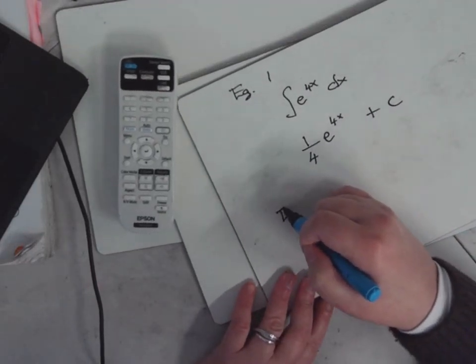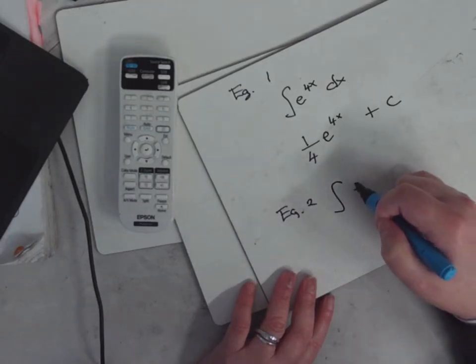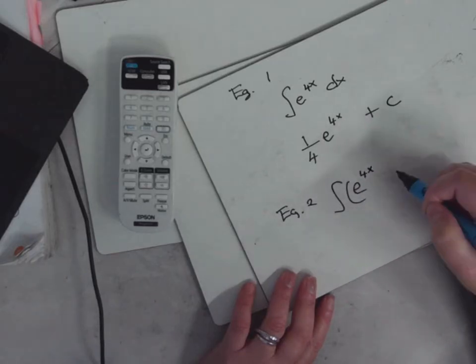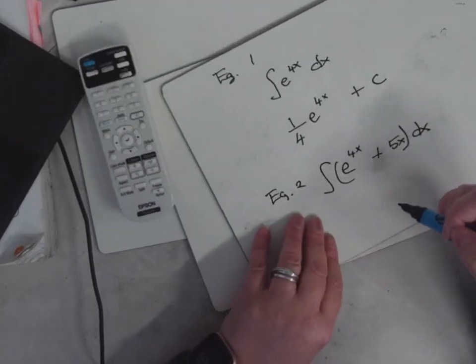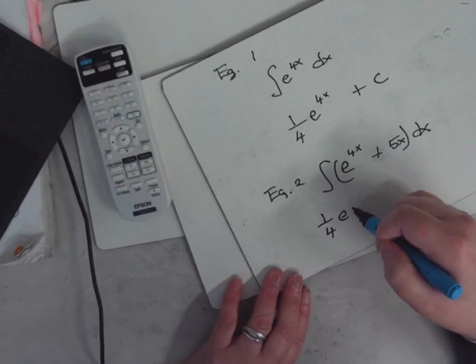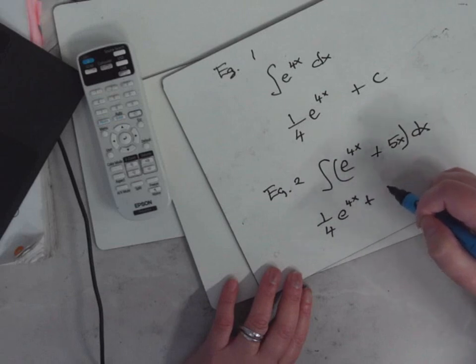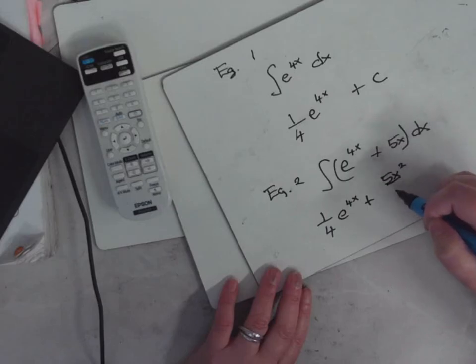Okay, example 2 was integrate e to the power of 4x plus 5x dx. Again, that's 1 over 4. Integrate the first term: 1 over 4 e to the power of 4x. And integrate 5x, what do you get? 5x squared over 2. And what do I need to stick on the end? Plus c. Okay, is that alright?